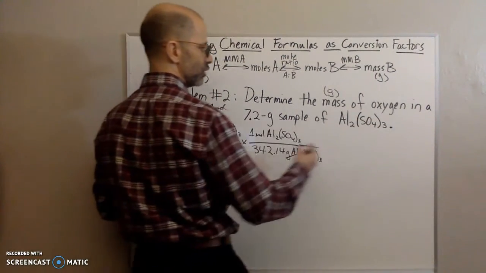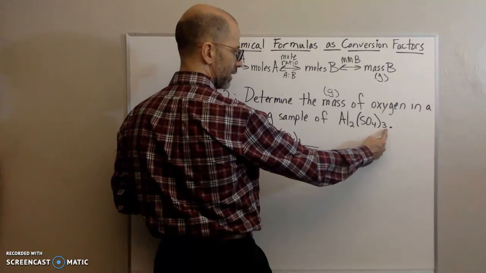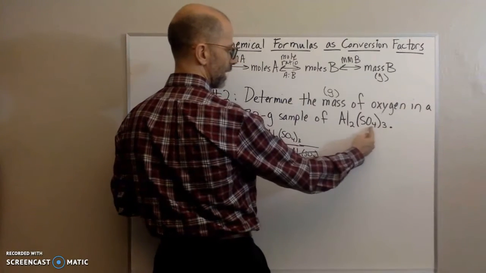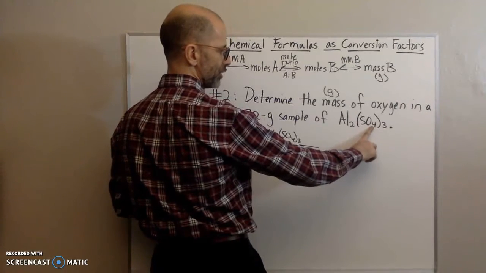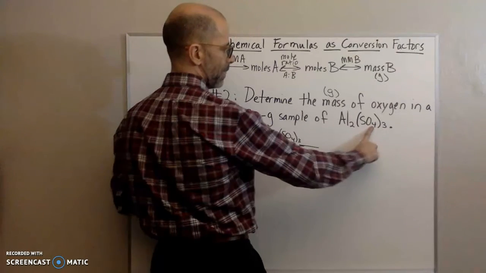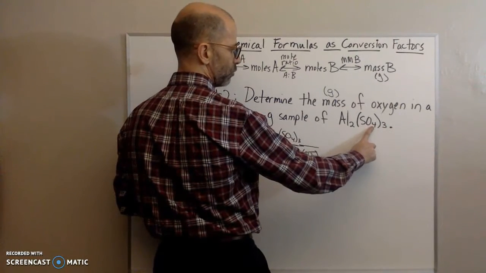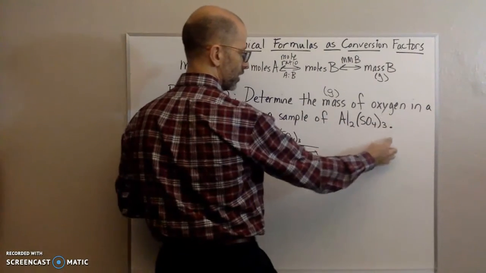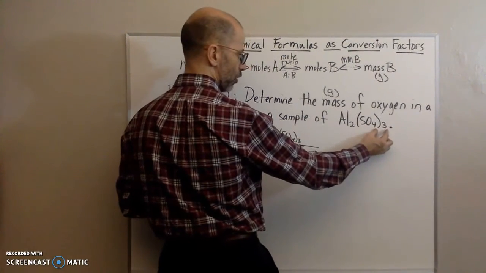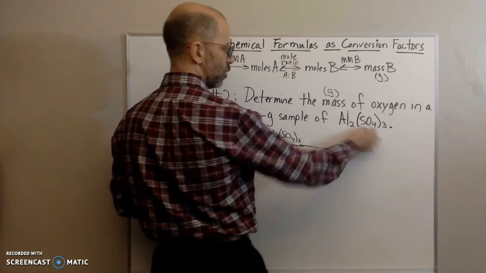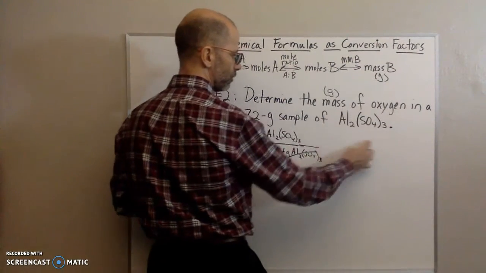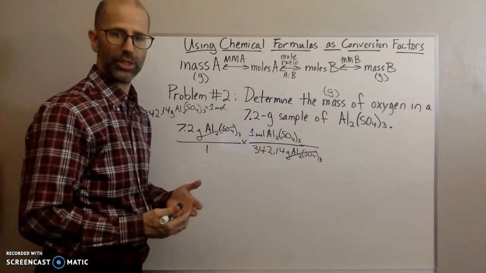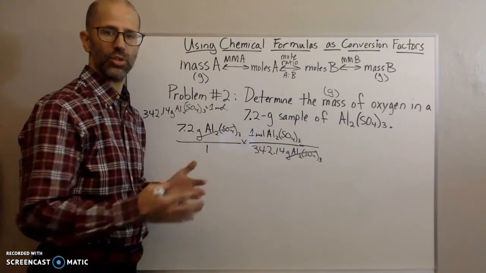So we have to pay attention to the subscript on the outside of the parentheses. So everything on the inside is multiplied by 3. So I have 4 oxygens on the inside. So that means 3 times 4 gives me 12 oxygens. So I have 12 oxygen atoms, which means that for every 1 mole of these, I'm going to have 12 moles of oxygen. So the ratio is 1 to 12.